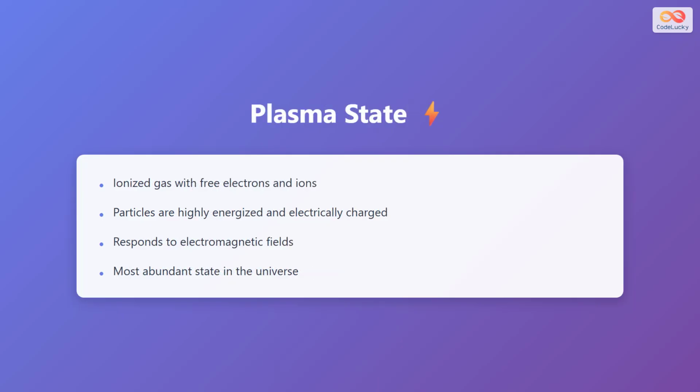Finally, we have plasma, often called the fourth state of matter. Plasma is an ionized gas containing free electrons and positively charged ions. The particles in plasma are highly energized and electrically charged. Because of these charges, plasma responds strongly to electromagnetic fields. Interestingly, plasma is the most abundant state of matter in the universe, making up stars and much of interstellar space.